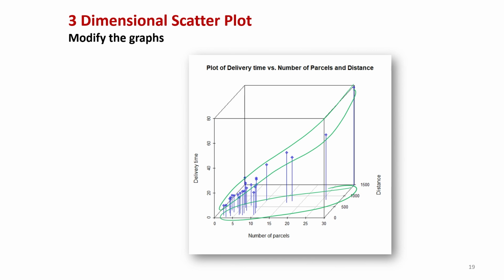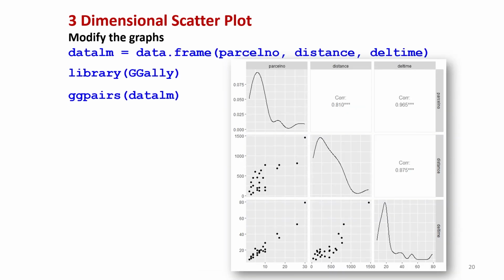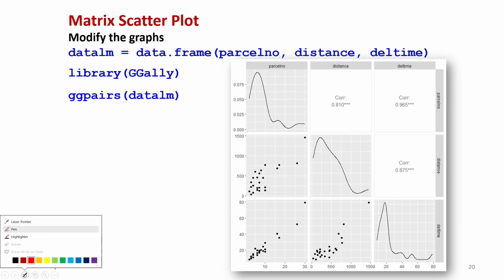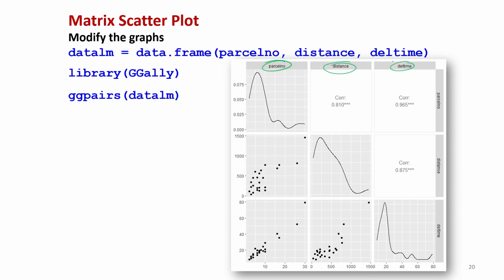That means I have two independent variables which are affecting y, but still I would like to be more confident. So I can use one more graphic which we have learnt, GG pairs. I try to create this 3-dimensional matrix scatter plot. Now I try to gain more confidence. You can recall that we have done one more type of matrix scatter plot using the command GG pairs. In this case you had the 3 variables parcel number, distance and delivery time, and parcel number, distance and delivery time.